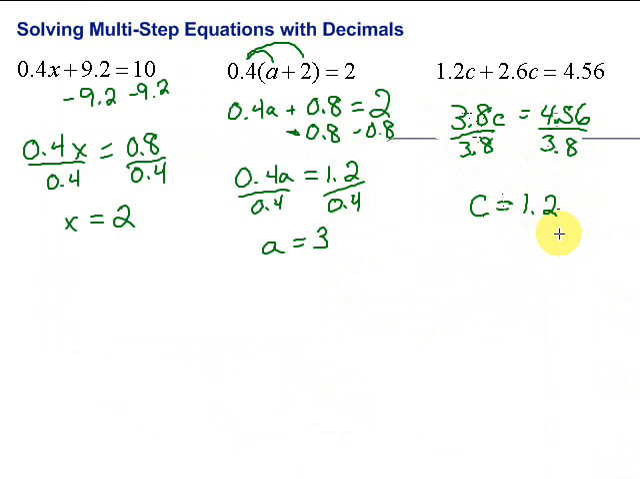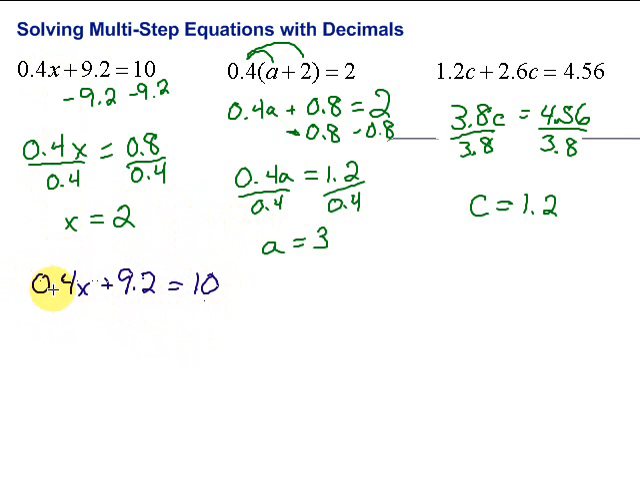Now, let's go back to that first problem and look at one other way that we can work with this type of problems that involve the decimals. Switch colors here and go back to this first problem. I'll just rewrite it down here first of all. 0.4x plus 9.2 equals 10. Now, if we're not a big fan of working with the decimals in these problems, what we can do is multiply by a power of 10 that will get rid of the decimal.